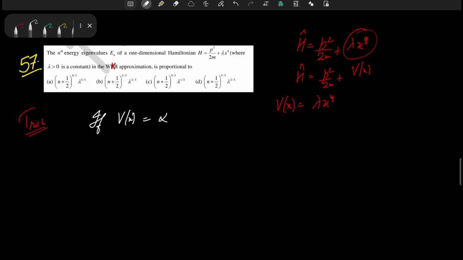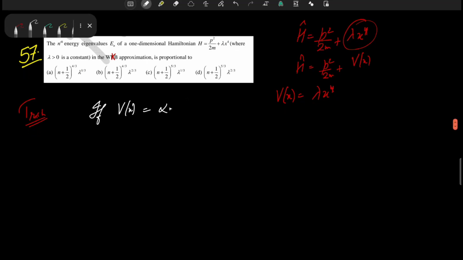So you have to know both the methods. By the way, you have to know the long method also, because sometimes in some questions the trick can't be used, so you have to know the other method. But in this question I will use the trick. If the potential is of the form V(x) equal to αx^m.